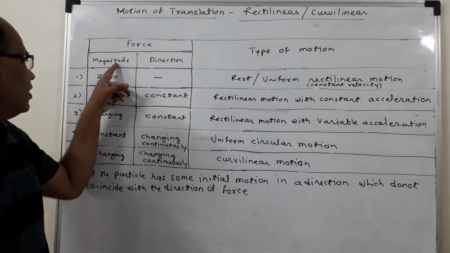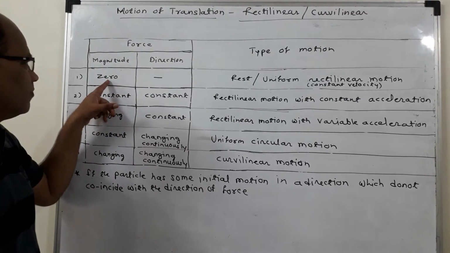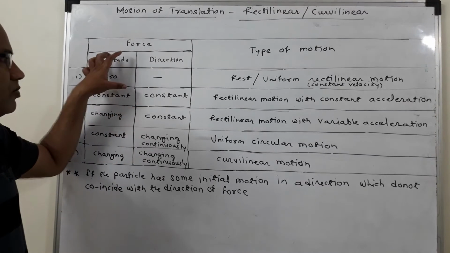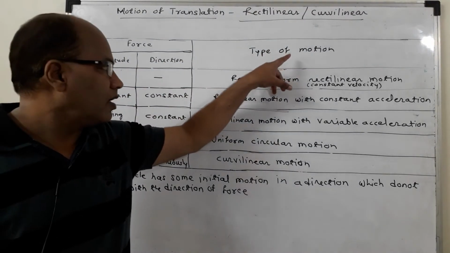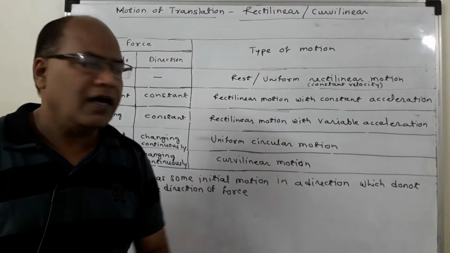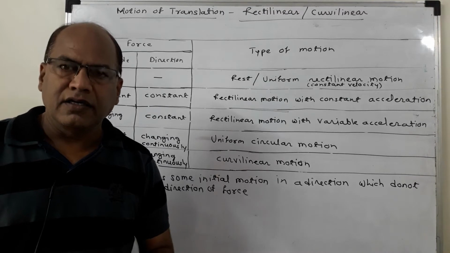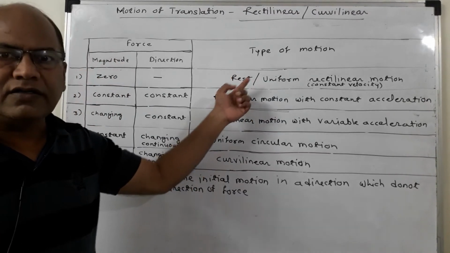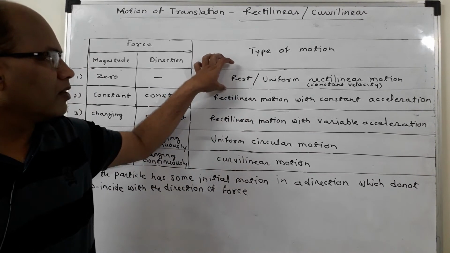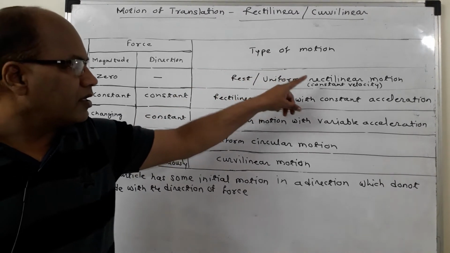Here, the magnitude of the force may be 0, meaning there is no force acting on the particle, and as the force is not there, the question of direction will never arise. So if there is no force, the body or the particle may be at rest, or it may perform a uniform rectilinear motion, which can be explained with the help of Newton's first law. The body or the particle continues to be in a state of rest or state of uniform motion unless acted upon by an external force. So no force is acting, the particle may be at rest, or it may perform a uniform rectilinear motion with constant velocity.